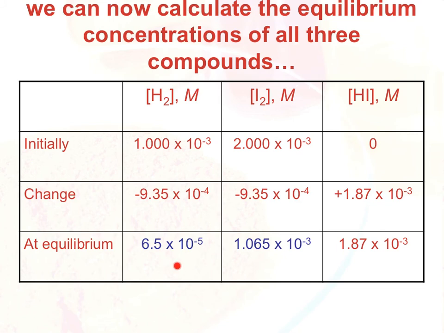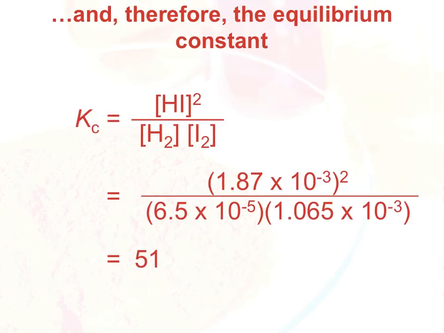Now that we have our H2, I2, and HI, we can plug our equilibrium values into our equilibrium expression to get our equilibrium constant. Here we are again with our equilibrium expression that we wrote earlier. We plug in the appropriate values from the ICE table, and we calculate that our Kc value is equal to 51.